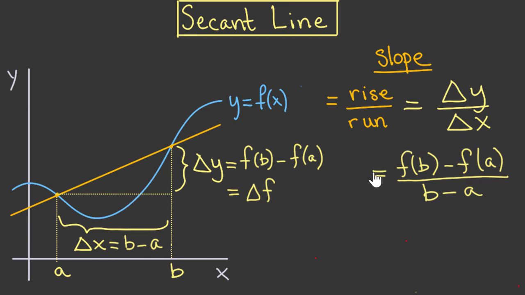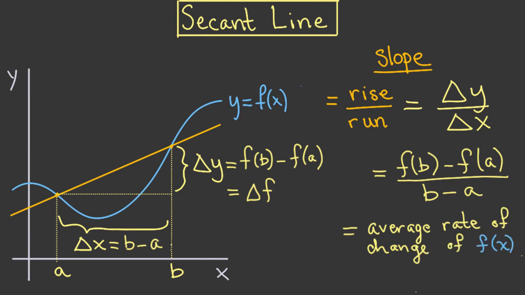Now, hopefully this expression looks a little bit familiar to you. This is the expression that computes the average rate of change of our function f with respect to x. So what have we just done? We've seen that the slope of the secant line is measuring the average rate of change of this function f. Pretty cool, huh?